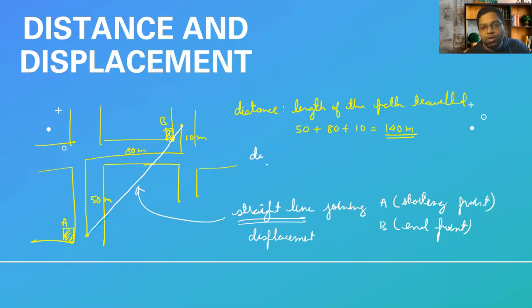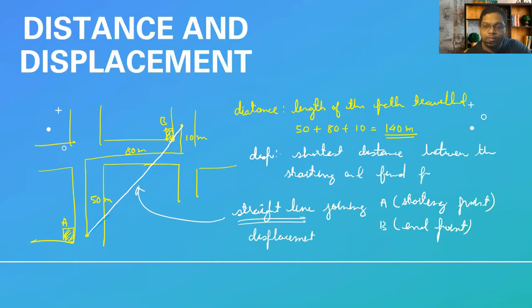Okay, so what is displacement? It is the shortest distance between the starting and the final position. So this is what displacement is. So distance and displacement is basically over here.